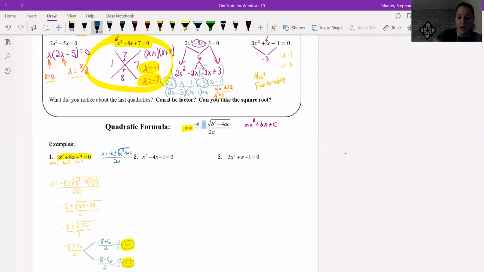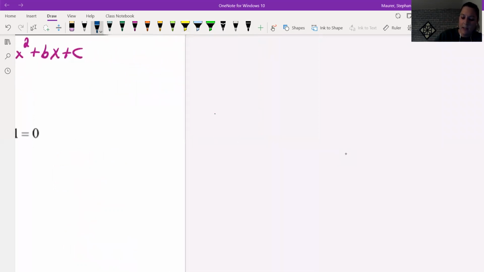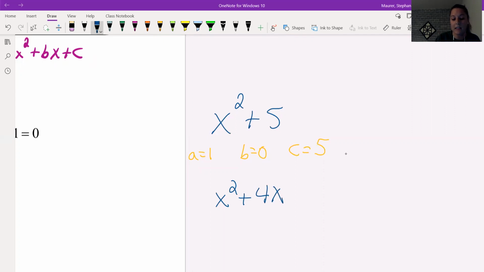Now, let's say that you had a problem, going off script here just a bit. Let's say you had x squared plus 5. Could the quadratic formula work? Yes. What is the a, what is the b, and what is the c? Be careful. The a is 1, but what about the c and the b? Reminder that b is always followed by an x. We have an x squared, but no x. So what is b? 0. What is c? 5.